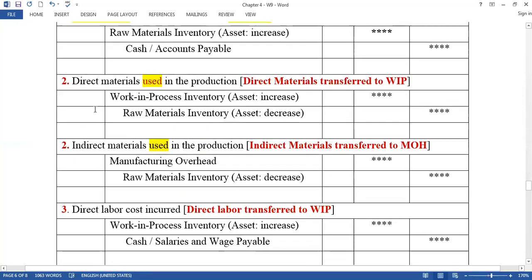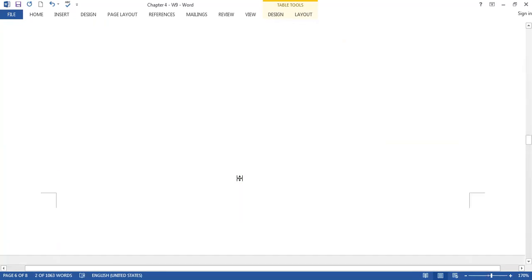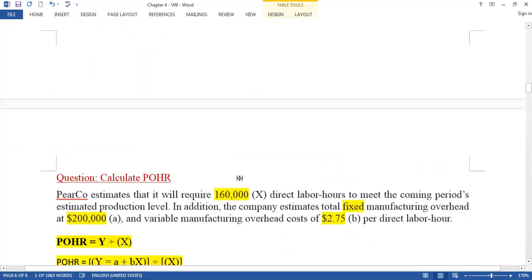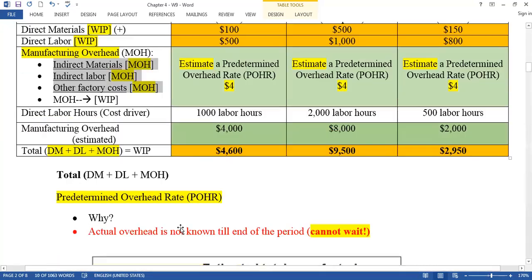So look at this number. Indirect materials. So we are done with direct materials. Now we are in the part of indirect materials. Indirect materials used in production means that indirect materials transfer to MOH. Just this table, very simple. These are the parts of MOH, right? Indirect materials, indirect labor, factory cost, they are part of MOH. So they transfer to MOH first, from MOH to WIP.